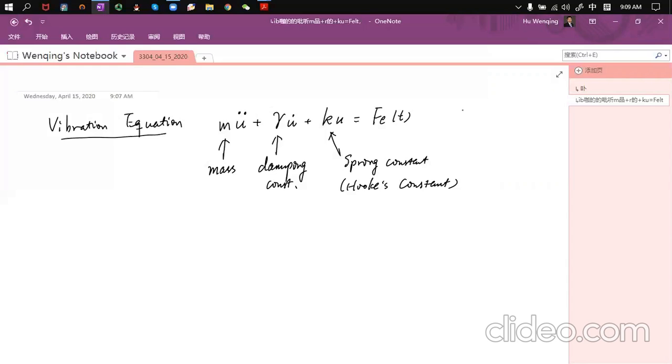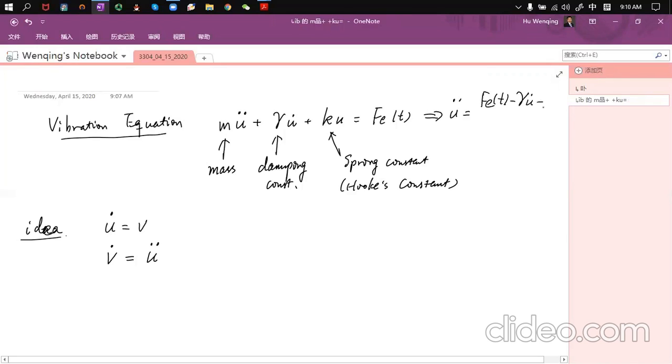Now the point here is that I would like to rewrite the vibration equation into a system of differential equations. So what should I do? The idea here is the following. I'm going to let u dot be equal to v. Now, if u dot is equal to v, then what is v dot? Because u dot is v, v dot must be u double dot. This equation tells you that you can calculate u double dot as the external forcing minus gamma u dot minus k u, divided by the mass.